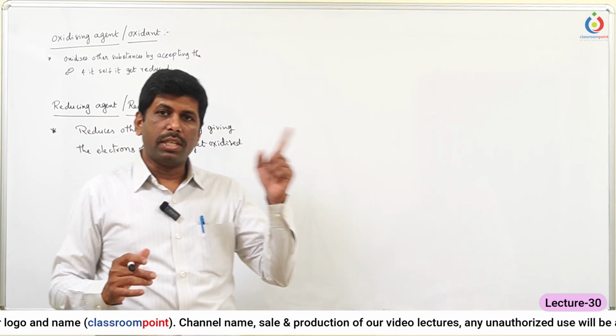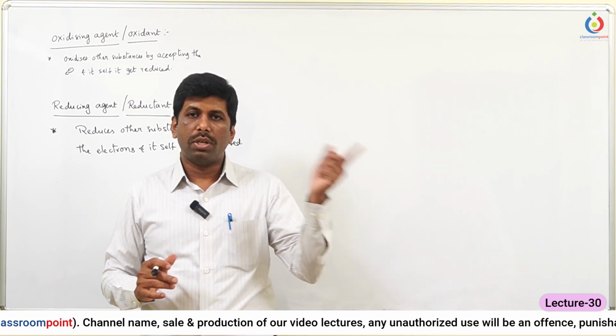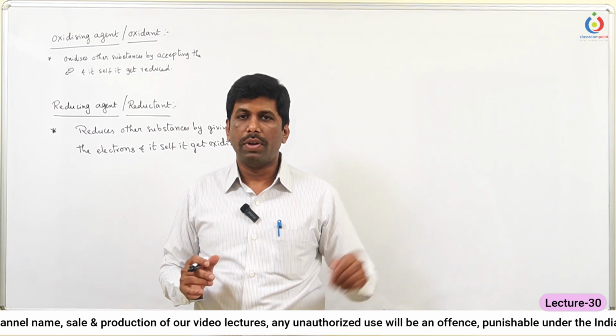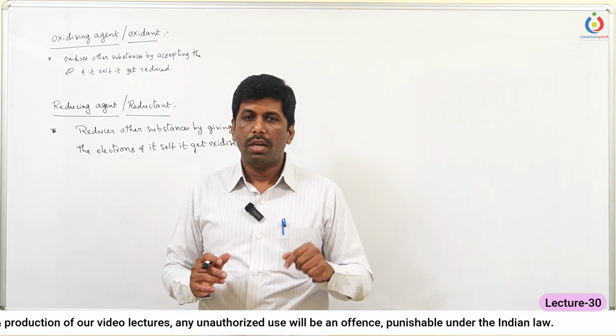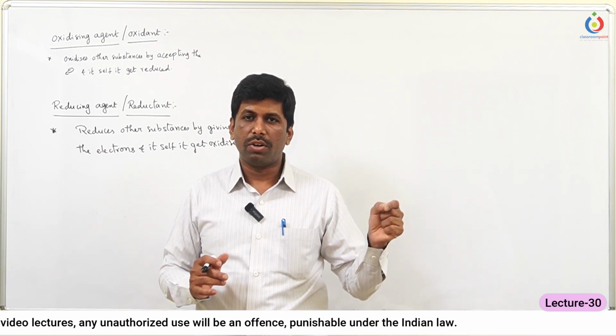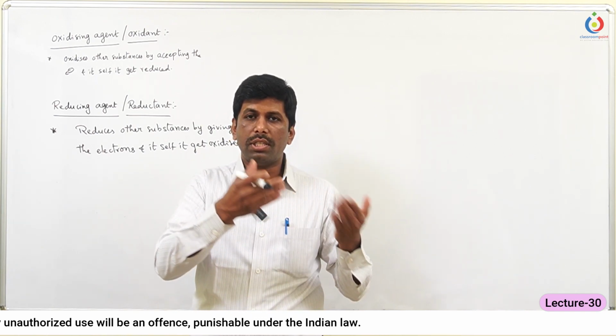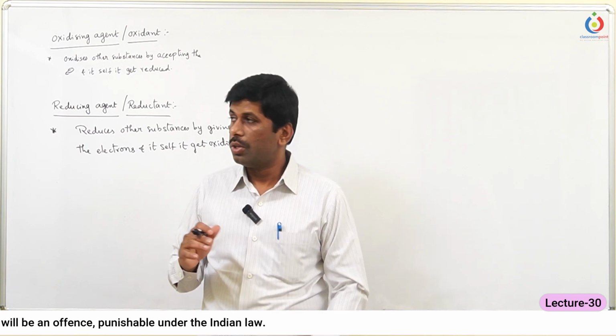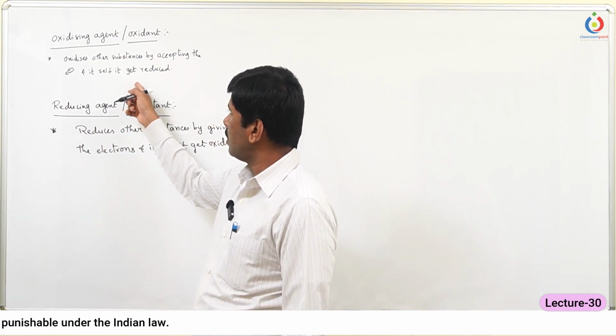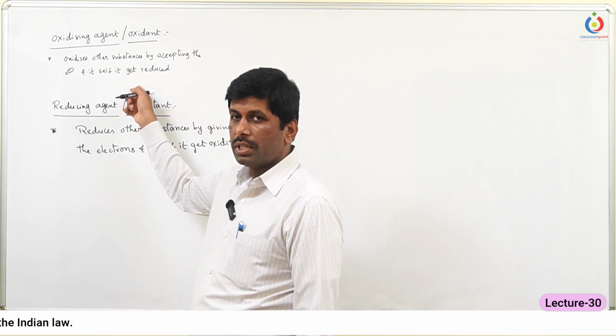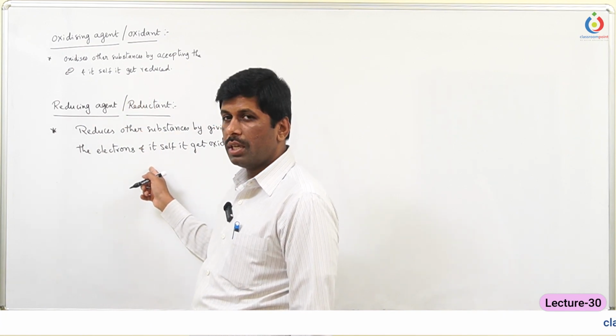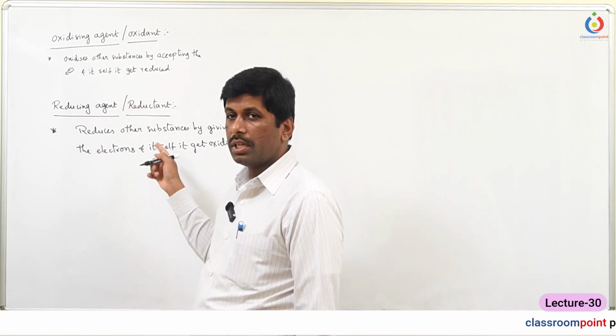So it is reducing them. Reducing means it has to give the electrons to reduce them, because addition of electrons is called the reduction process. So to reduce them, it is giving the electrons, and by losing the electrons itself it gets oxidized. So in case of oxidizing agent, the oxidation number always decreases. In case of the reducing agent, the oxidation number always increases.